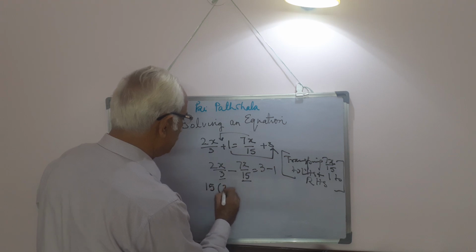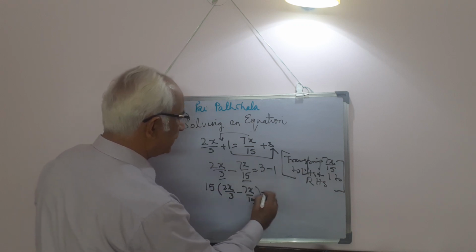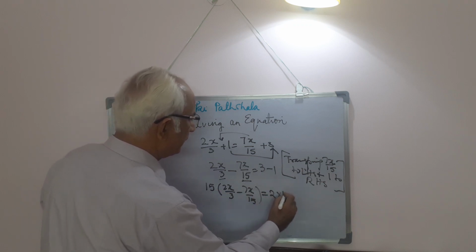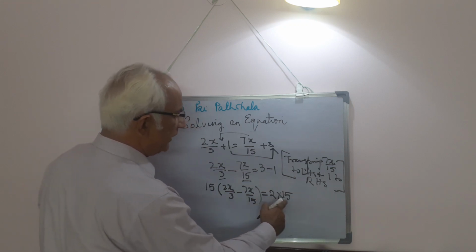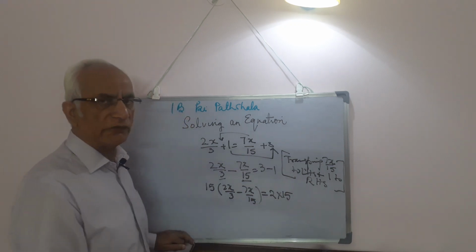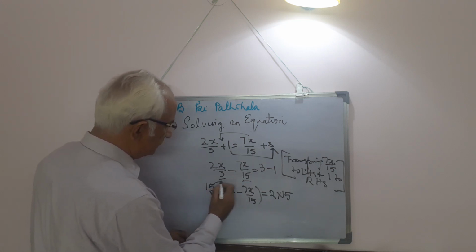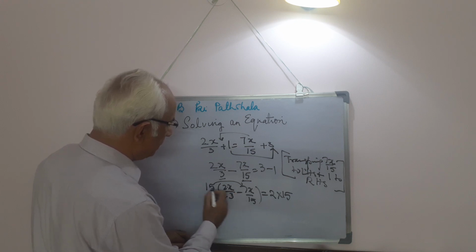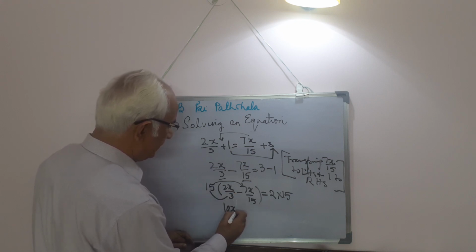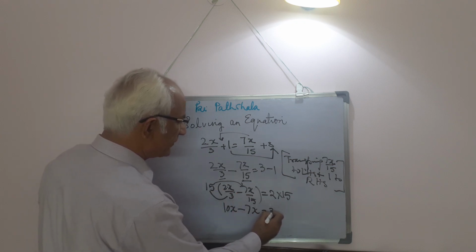15 times 2x upon 3 is equal to 15 times 3 minus 7x upon 15. So we are multiplying both sides by 15. You can write here, multiplying both sides by 15. Now we multiply 15 to each term. So when you multiply 2x by 3 into 15, it becomes 10x. And this becomes 7x. And this becomes 30.